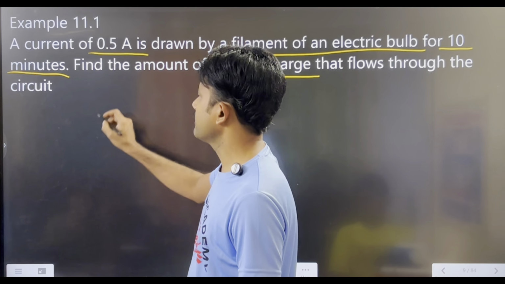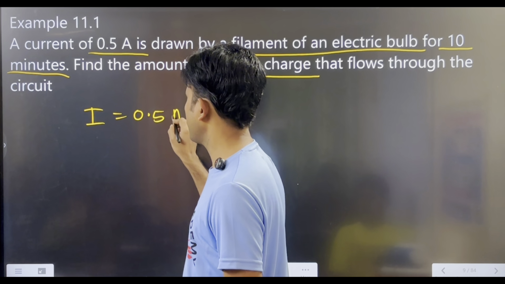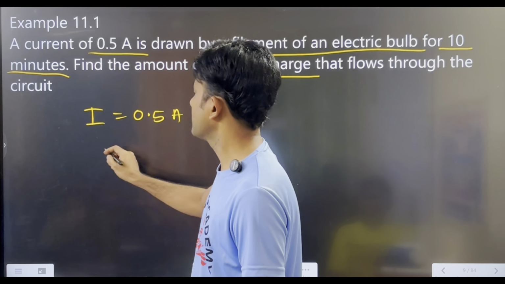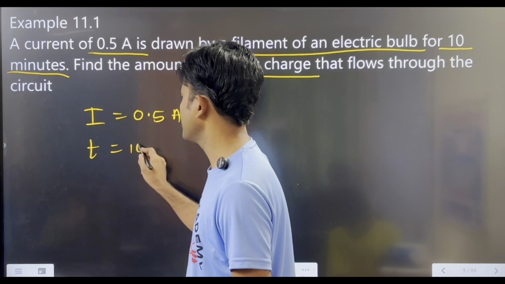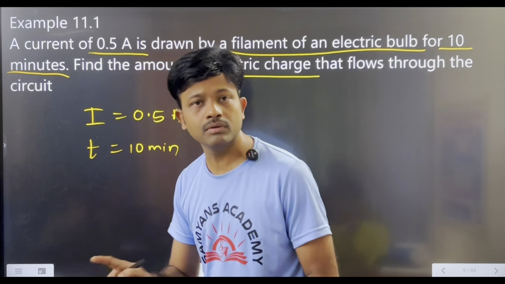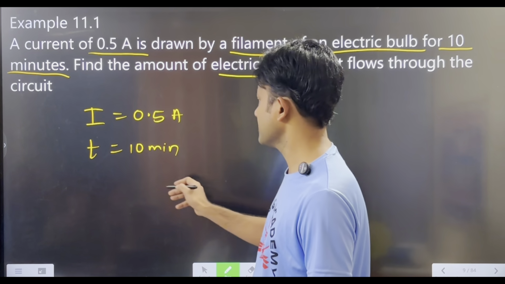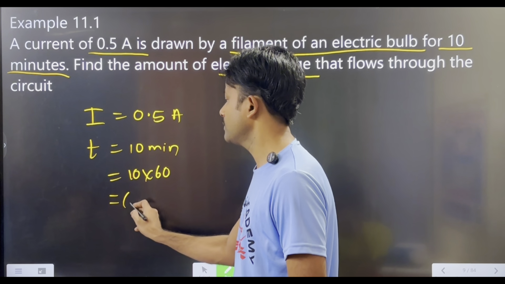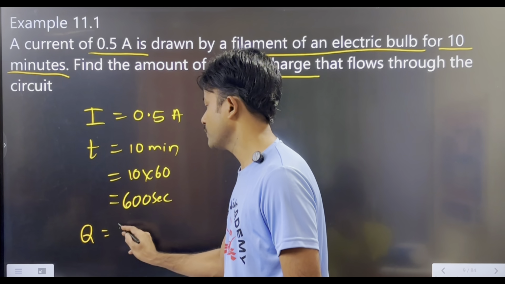Now you see here we have the current. What is the value of current I given here? 0.5 ampere. Is it clear? Then how much time is the current flowing through this bulb? That is time, 10 minutes. Always remember, you have to convert minutes into seconds. 1 minute equals how many seconds? 60 seconds. So 10 minutes constitute how many seconds? 10 into 60, which is equal to 600 seconds. Then you have to find the Q value.